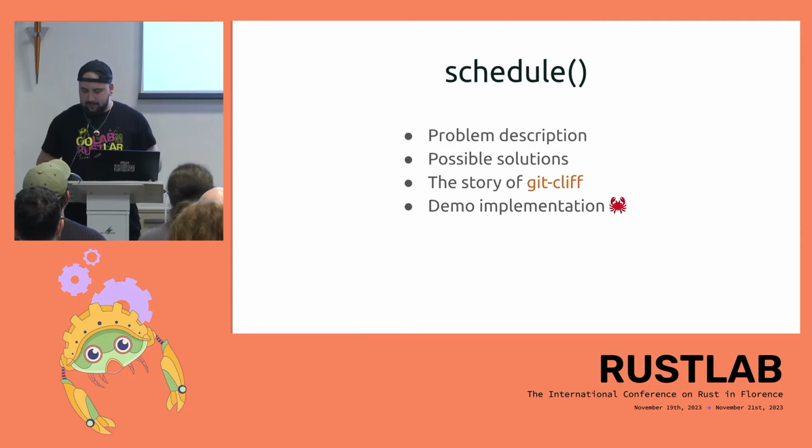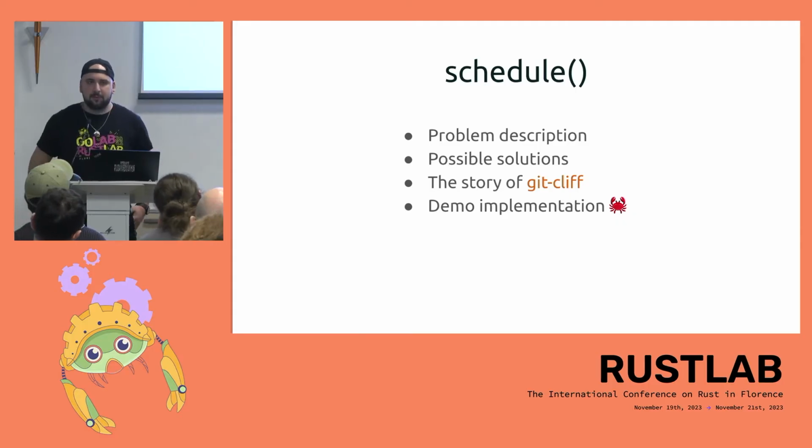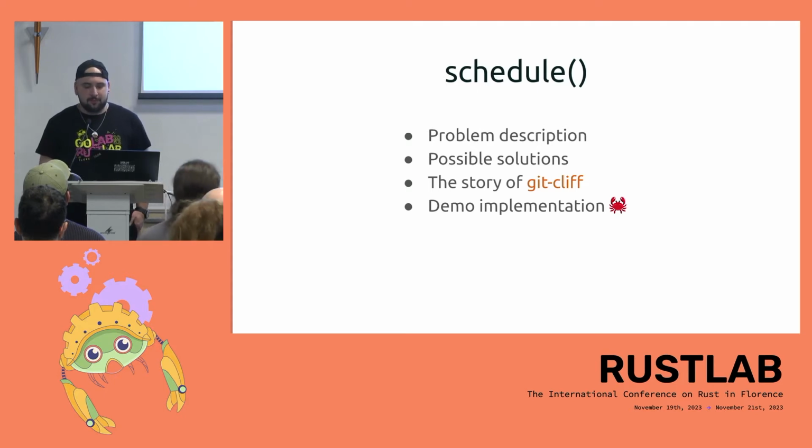Today's schedule is, first I will give you the description of the problem that we are going to solve, and I will go through the possible solutions. Towards the end of the presentation, we will be seeing how Git-Cliff became Git-Cliff, and I will also give you a demo implementation. There will be some Rust coding as well, and we will be creating a very small Git-Cliff, essentially, and we'll see how it is implemented and how it can be improved as well.